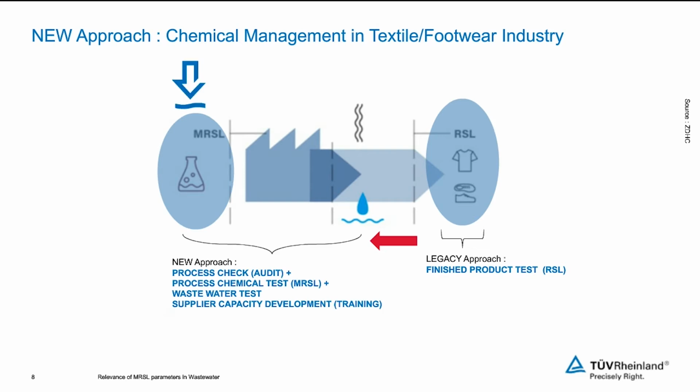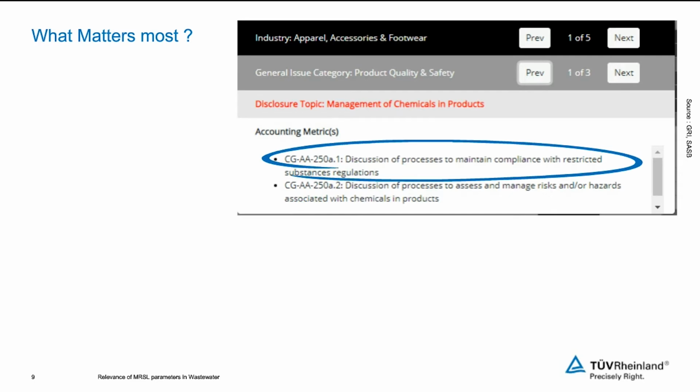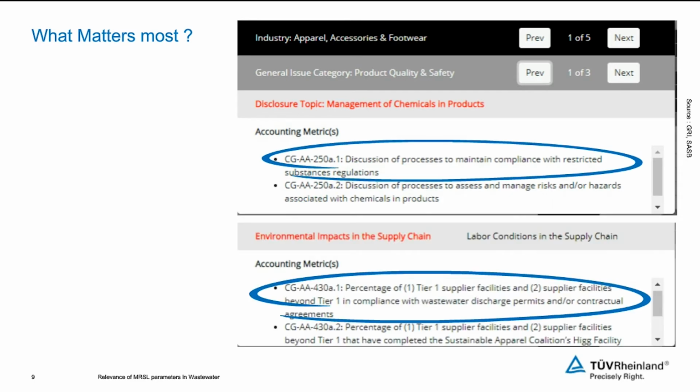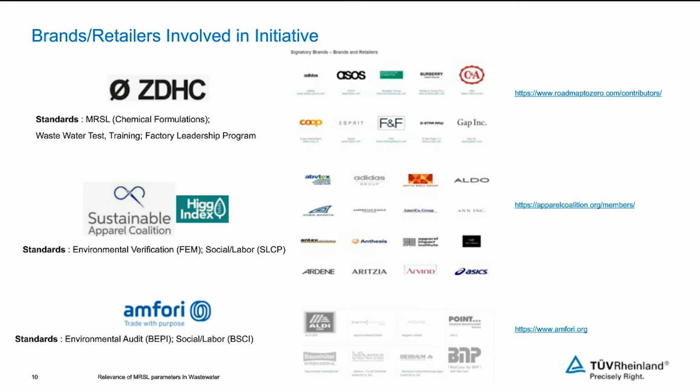Now, while NGOs were surely a constructive stakeholder, companies, especially the brands and retailers, also had to address the requirements of their wider stakeholders. That includes investors, stock exchanges, and of course, the future generations. As an example, we see that non-financial reporting includes criteria for managing chemicals in both the products and the supply chain based on industry standards such as ZDHC and SAC-HIG. With regards to the companies involved, we are talking about many of your favorite brands and retailers who have joined forces with global industry programs like the ZDHC, SAC, AMFORI, and the German Textile Alliance.